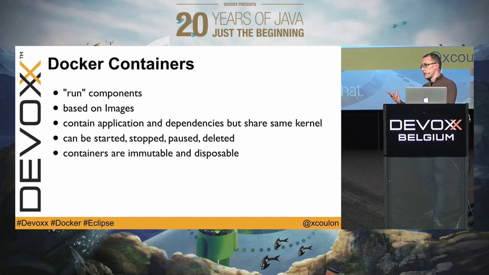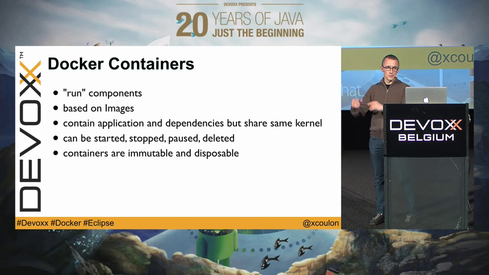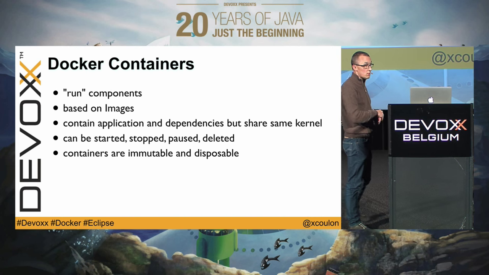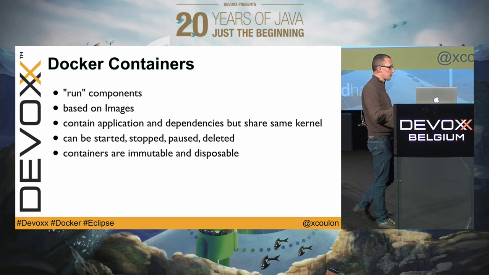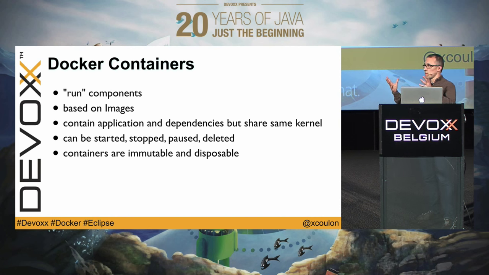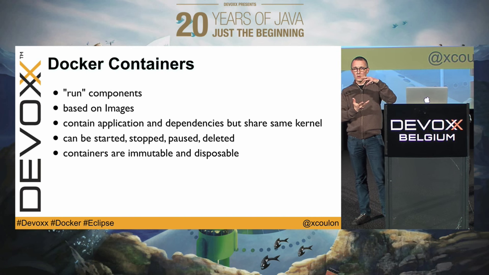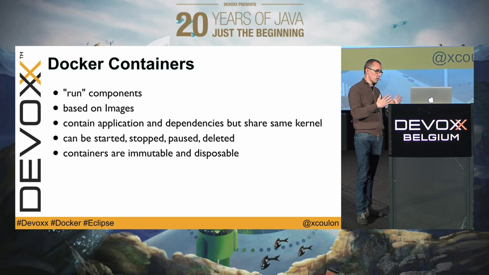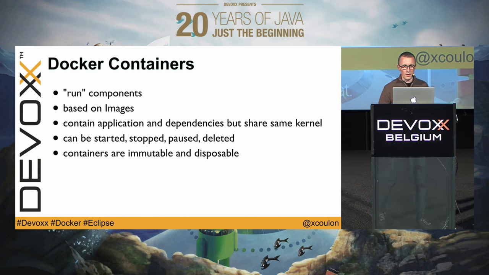Now, Docker containers. So Docker containers are the run components. So they are based on images. So you take an image and you say, I want to run this image, and it's going to give you a container. So your container is going to contain your application and all its dependencies. The interesting thing about Docker is that you can have multiple containers in the same virtual machine. They will all be isolated, one from each other, but they will share the same kernel features.